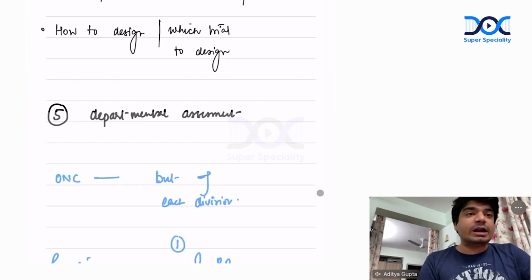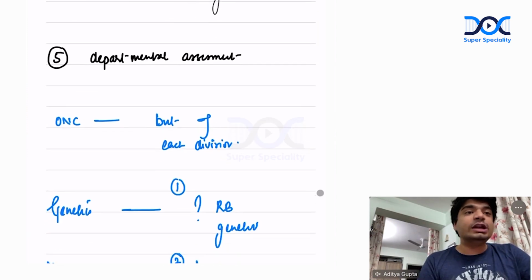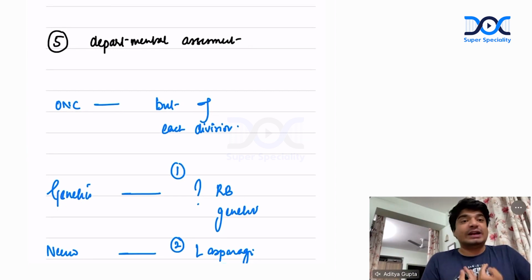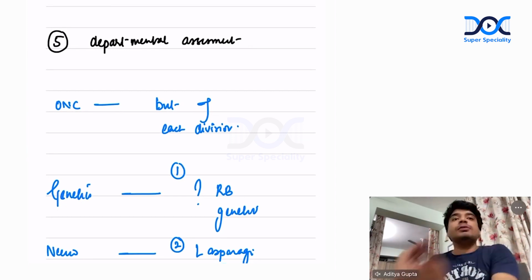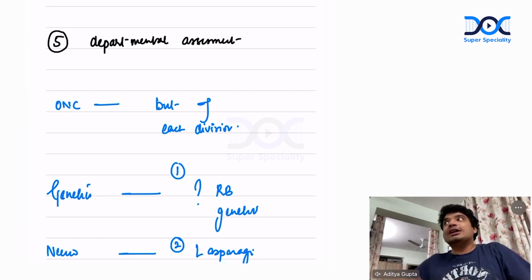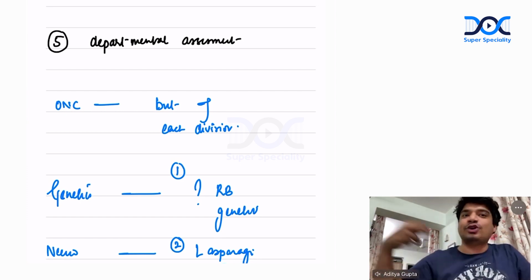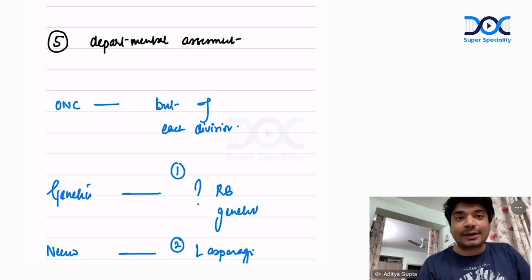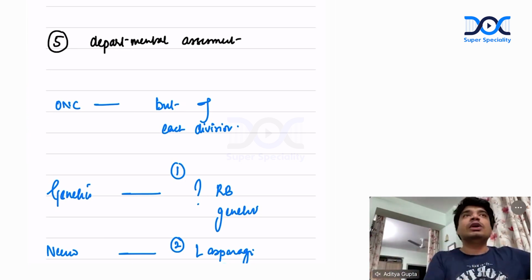Now, as far as the departmental assessment is concerned, what they tend to ask in those 5 marks is, for example, I was appearing for a pediatric oncology seat, but I'm going to be working under the Department of Pediatrics, right? I have to coordinate with genetics, I have to coordinate with nephrology, let's say the patient develops AKI, I have to coordinate with neurology, let's say the patient has spinal cord compression. So these are the kind of questions that they end up asking.